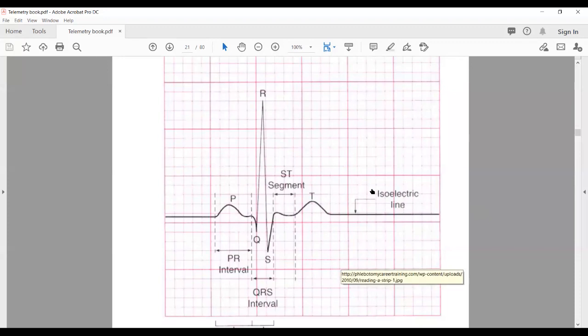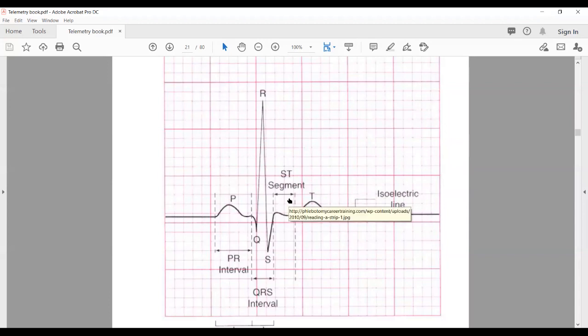So for instance, here's our one large box. If we take one large box and go from point A to point B, I've gone 5 small boxes. And because each small box is 0.04 seconds, if I go from here to here, I've gone 0.2 seconds. Again, going upward, each small box is 0.1 millivolt, and 10 boxes... and 2 boxes in the vertical direction is 1 millivolt.